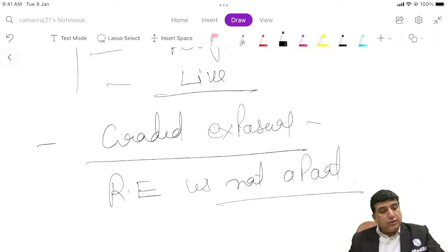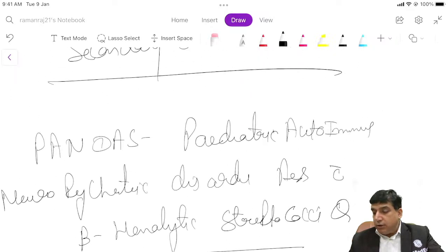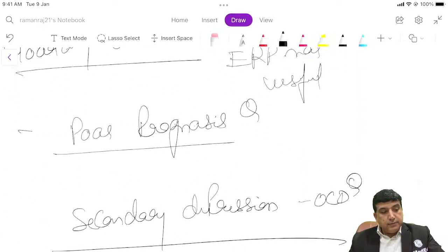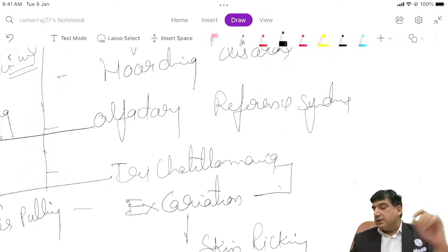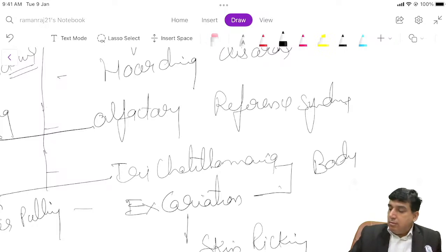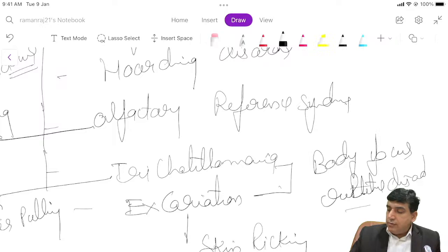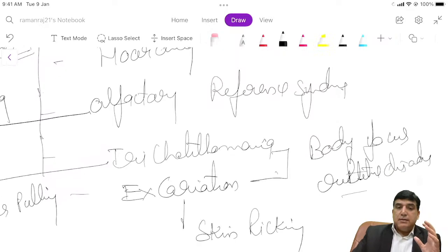Question number 10: on the basis of ICD-11, which of the following body-focused repetitive disorders has been included under obsessive compulsive or related disorders? Already I mentioned it is trichotillomania. Trichotillomania and excoriation are body-focused repetitive behaviors. So we have 5 disorders under obsessive compulsive and related disorders.